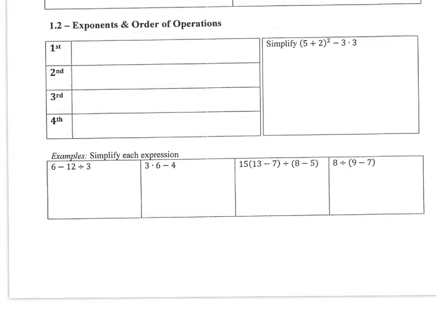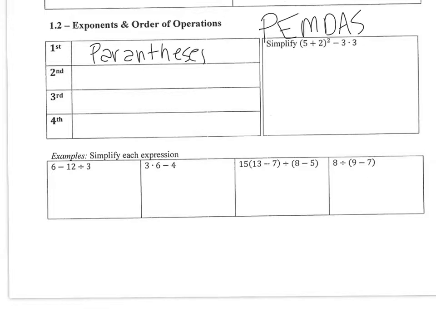You might remember order of operations using the mnemonic device PEMDAS. So PEMDAS stands for parentheses. The first thing that you do in order of operations is you need to do all the parentheses. Parentheses can look like grouping symbols like this, or you might see them with brackets, but you want to work in the innermost brackets.